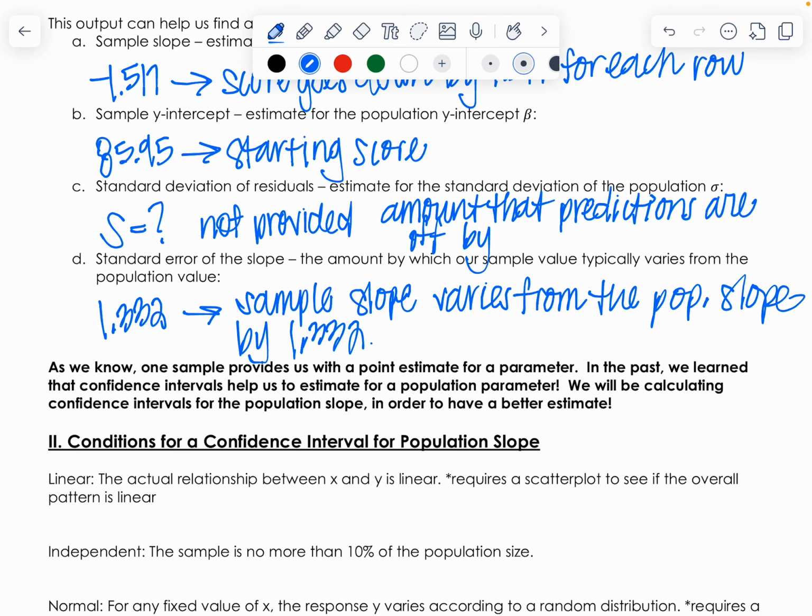So again, as we know, one sample provides us with a point estimate for a parameter, right? Point estimate, just one point in time. In the past, we learned that confidence intervals help us to estimate a population parameter. So if we don't know the value of beta, the population slope, we're going to learn how to do a confidence interval for that beta value, that population slope.